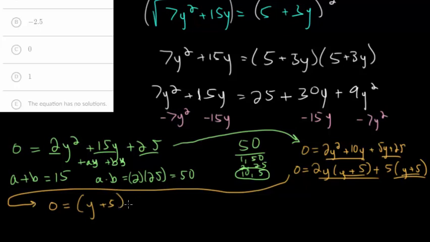So you get y plus 5. And from here, you're left with a 2y. And here, you're left with plus 5. And now, since it's factored, we could use our zero product property.